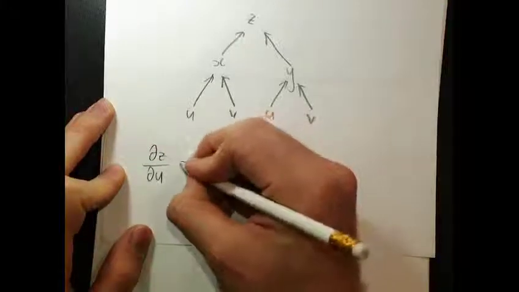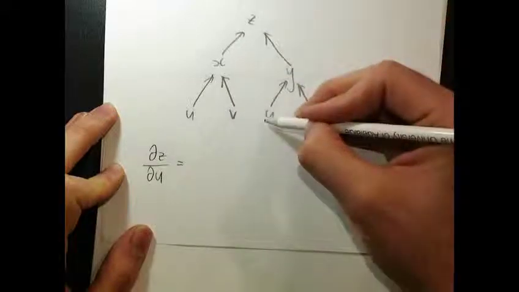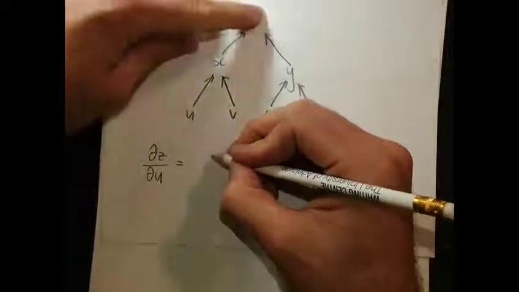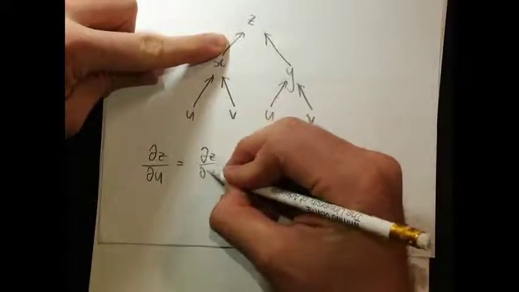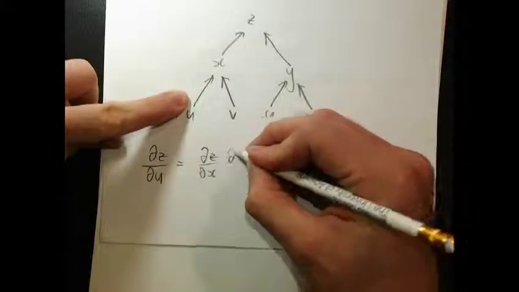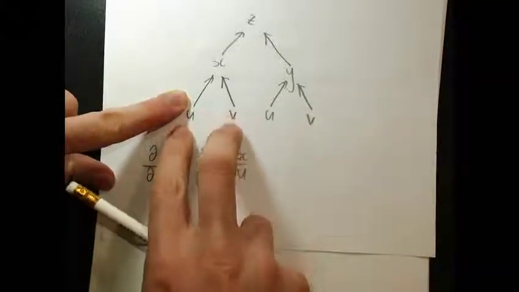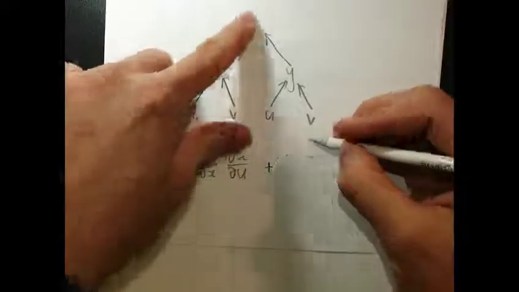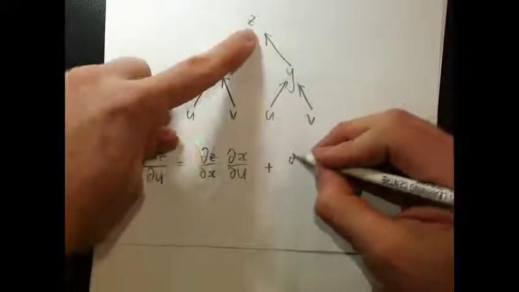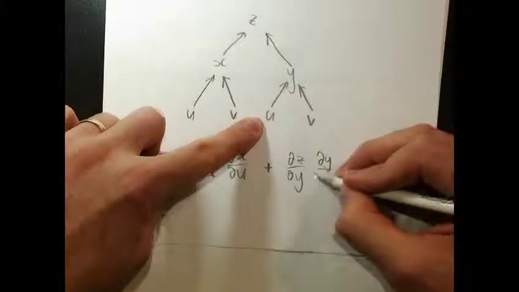Cool. So I find all the branches that end in u. There's one here, and there's one here. So, coming down this branch, I have dz on dx, and then the next branch down is dx on du, and that's a curly because there's two possible paths to choose from here. And then I have to go down this branch, so dz on dy and dy on du.